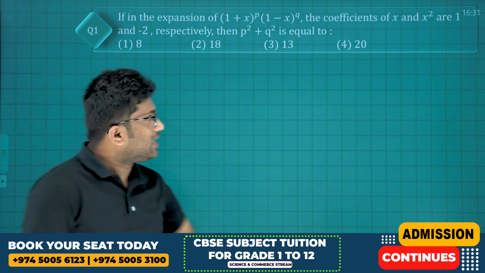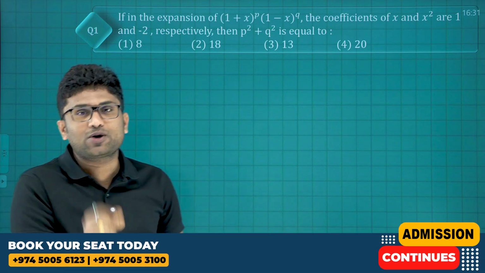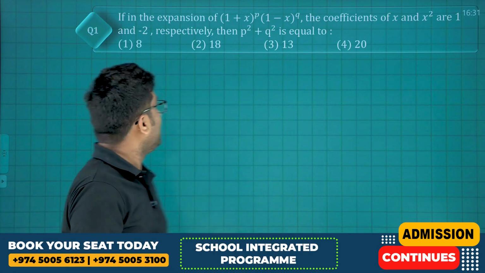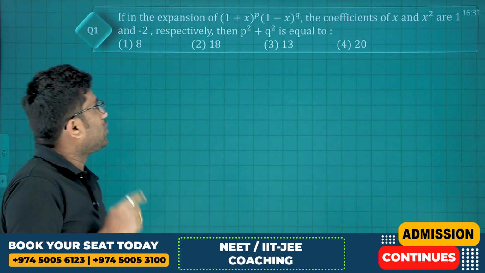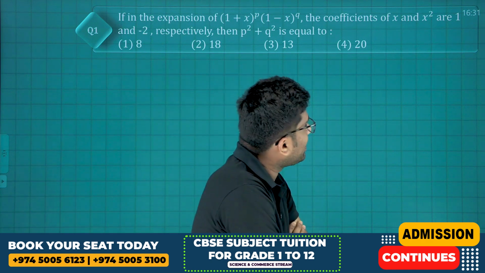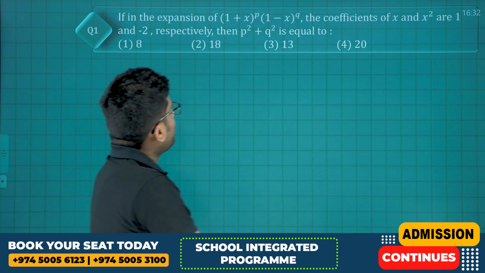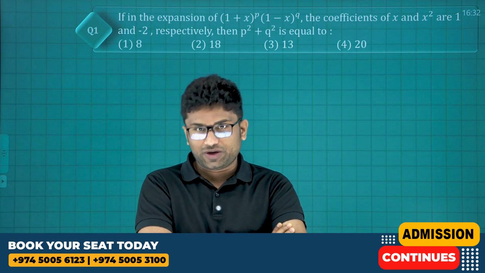Coming to the first question, this question is from Binomial theorem and they have asked a simple concept of coefficients type. In the expansion of (1 + x)^p times (1 − x)^q, the coefficients of x and x square are already given, which are 1 and −2 respectively. Then what is the value of p square plus q square?